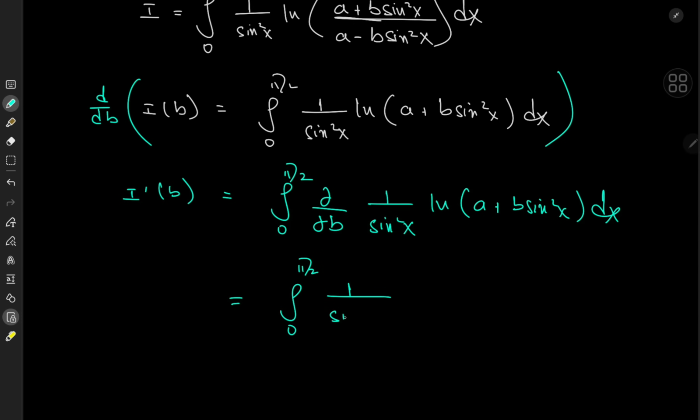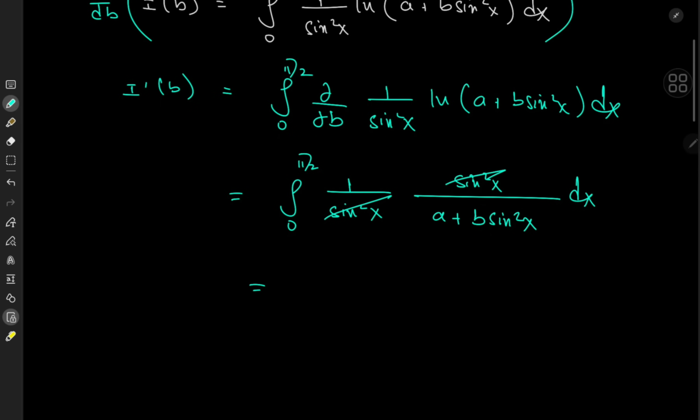That means this 1 over sine squared x term is just a constant. Differentiating the logarithm yields 1 over a plus b sine squared x. And via the chain rule, we have sine squared x up top as well. And I hope by now the reason for me choosing I of b instead of I of a is more clear, because we can cancel out these sine terms after the differentiation so that we have the integral from 0 to pi over 2 of dx over a plus b sine squared x.